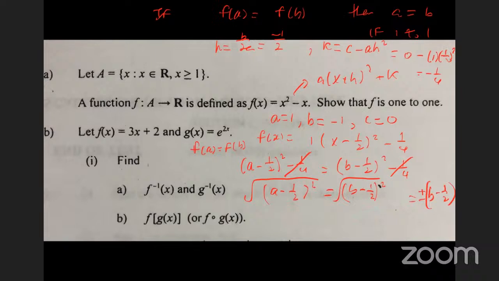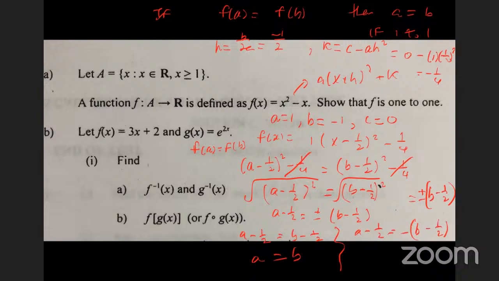When you work this out again, a -1/2 is plus and minus b -1/2. So plus and minus means you're doing it twice. A -1/2 is equal to b minus a half. That's when it's plus, and a equal to b. But when it's minus, you're going to get a minus a half is equal to minus b minus a half.